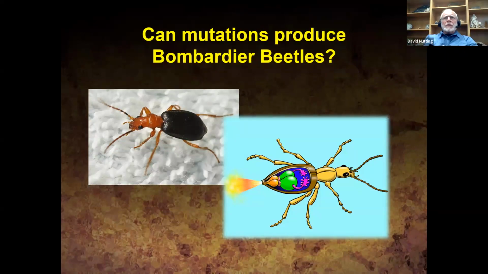So we ask a question, can mutations produce complex arrangements of parts and orders in insects to produce a bombardier beetle? Could it happen? Well, first of all, John Sanford says, no, mutations don't work. Mutations coupled with natural selection. But think about the bombardier beetle.